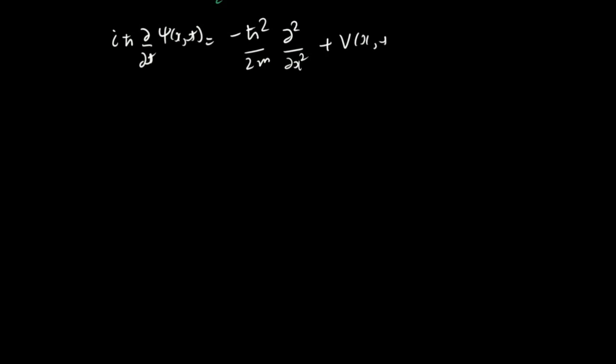Now in this Schrodinger equation, let me just write it again here. i h cross del by del t of psi(x,t) equals minus h cross squared upon 2m, del squared by del x squared, plus V(x,t), the whole multiplied by psi(x,t). This is the time dependent Schrodinger equation.